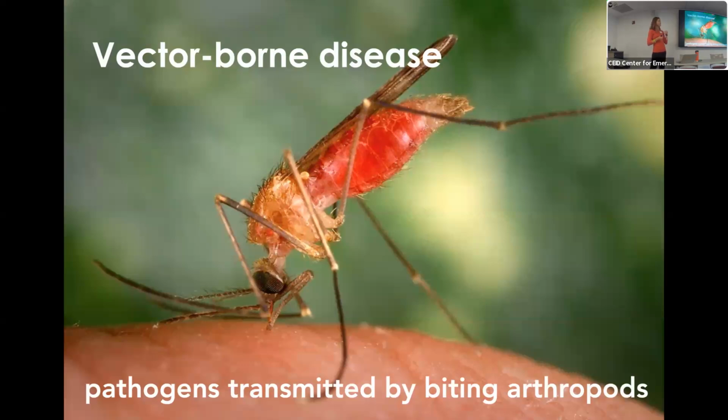And the reason that we focus on these diseases is really twofold. One is that they're some of the most important infectious diseases that impact humanity. These include diseases like malaria, dengue, yellow fever, West Nile, Lyme disease. So a lot of very high burden diseases and a lot of diseases that are increasing in burden.